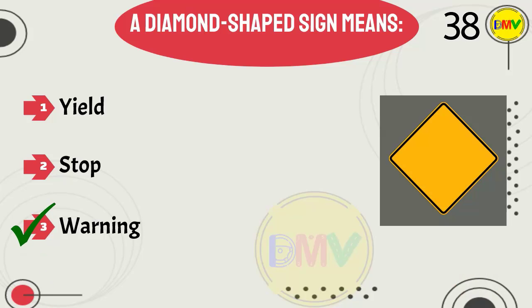The correct answer is 3. Diamond-shaped signs are used to warn drivers of special conditions or hazards ahead. They are typically yellow or orange in color.